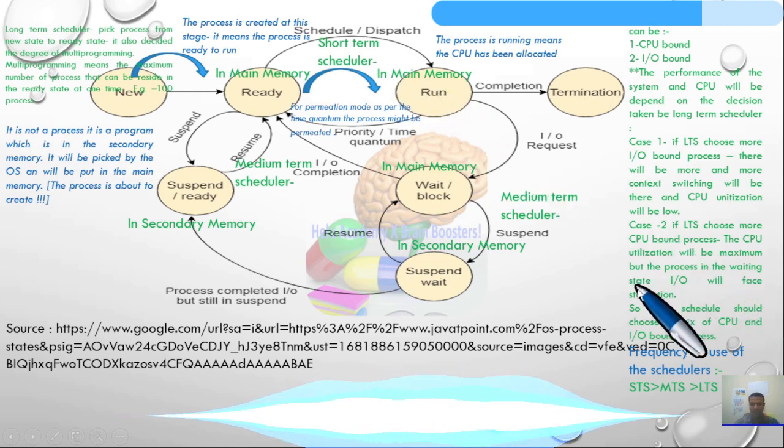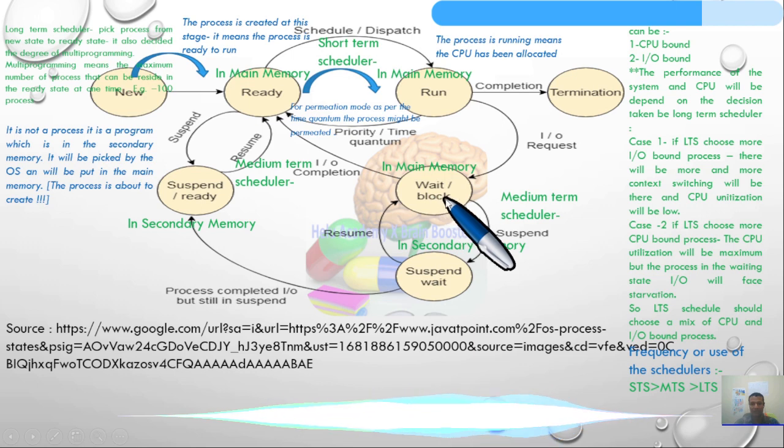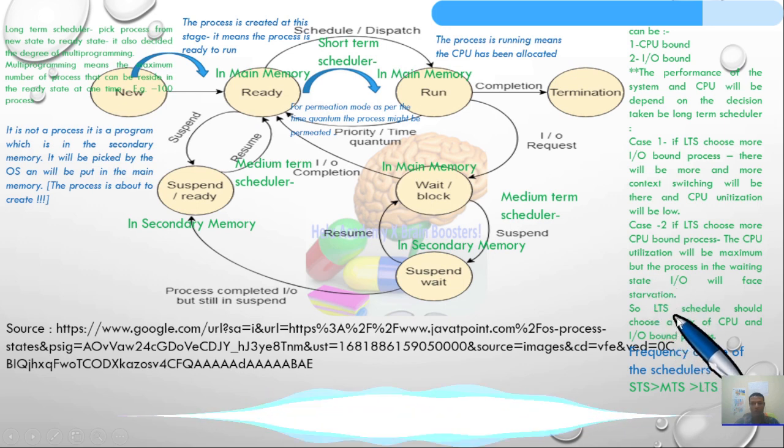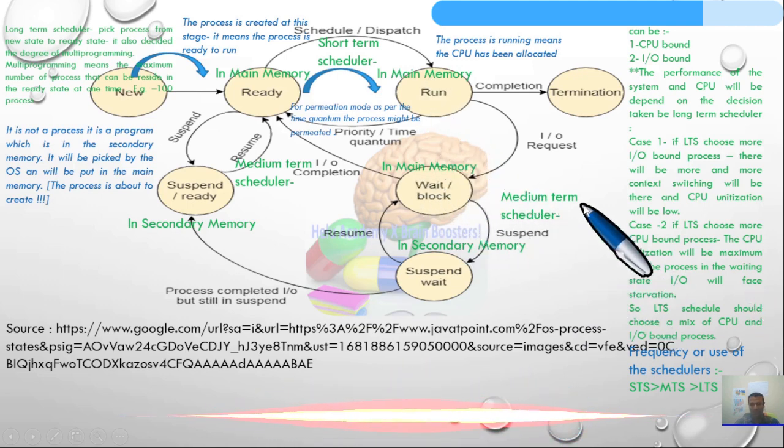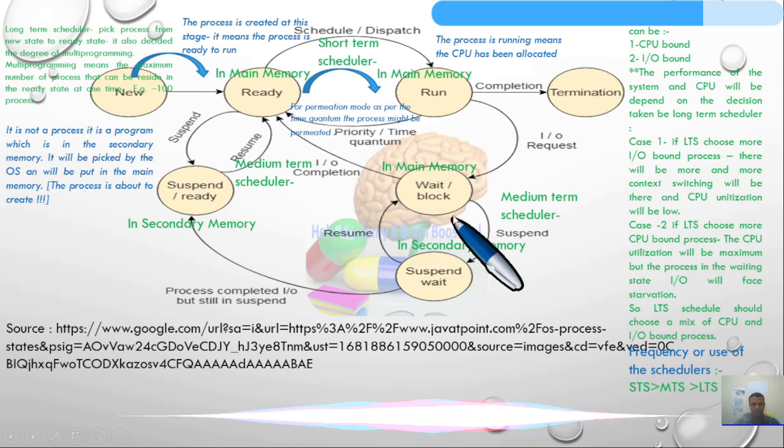But the processes in the waiting state, waiting for input output, will face starvation, because the CPU will be busy. So the long-term scheduler should choose a mix of CPU and IO bound processes. In that case, the performance of our system will be good.